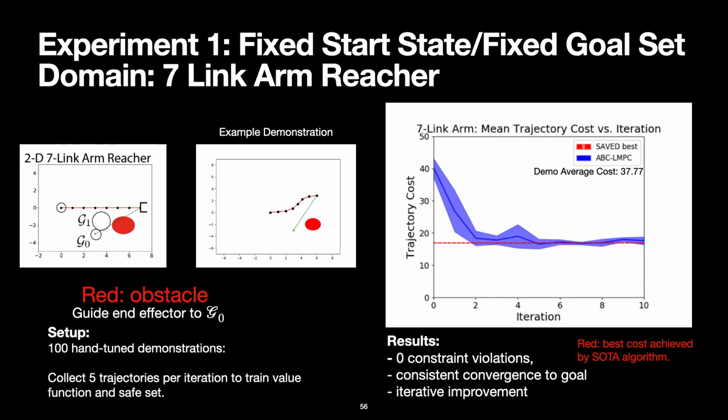We also present results on a 2-dimensional 7-link arm, where the robot must actuate 7 joints to guide its end effector to a target position while avoiding a red obstacle. ABC-LMPC is provided with 100 hand-tuned demonstrations that reach around the obstacle with a mean cost of 37.77. Each iteration again collects 5 trajectories with the current policy to train a new cost-to-go estimator and safe set density model. Again, ABC-LMPC converges to a near-optimal solution in around 5 iterations, never violates constraints during learning, and always successfully reaches the goal set during learning in all 3 runs.